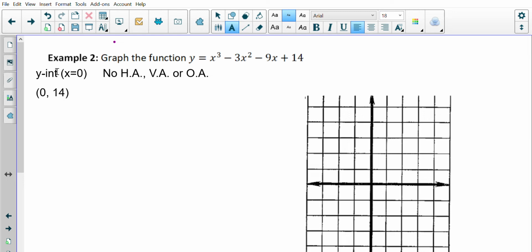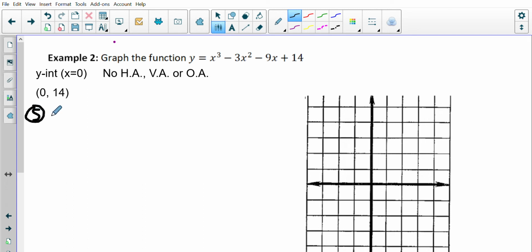We got the y-intercept, that's step 1. Each of the asymptotes is a step, so now we're on to step 5, which again is, let's find the derivative and find out where our function is increasing or decreasing, and whether we got max or mins going on. All right, so I've got y prime, finding the derivative. So I've got 3x squared, and then minus 6x, and then minus 9.